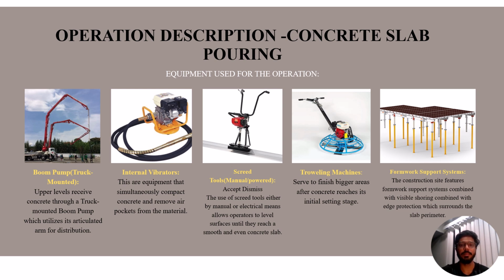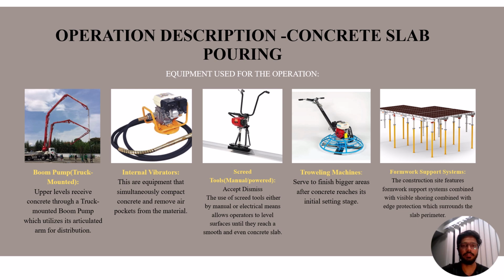Now, coming to the third picture is a screed tool, which is both manual and powered. This tool helps level the concrete surface and ensure its smoothness at the start of the set. Then we have troweling machines, which are used once the concrete begins to set. They cover a large area and help finish the surface professionally.